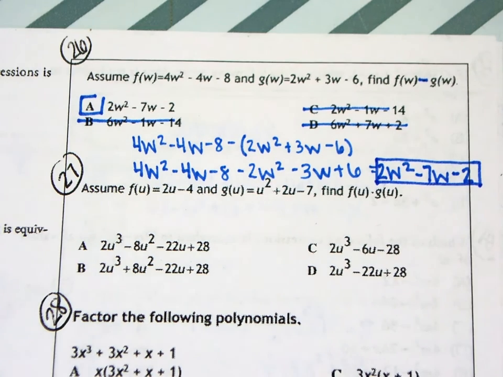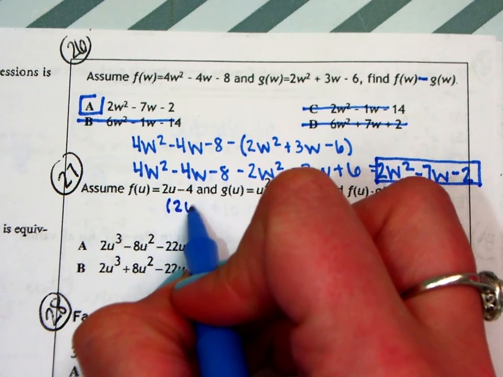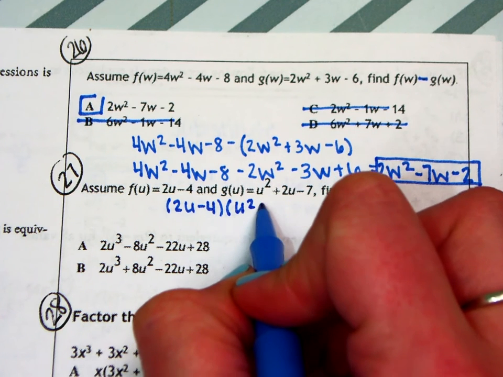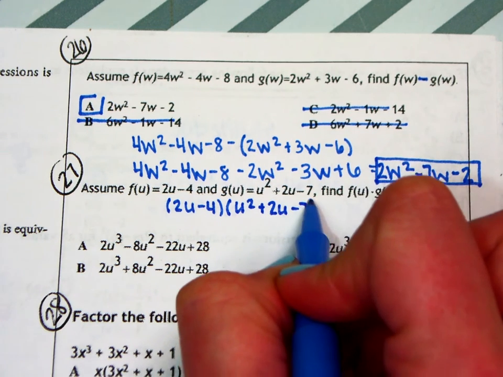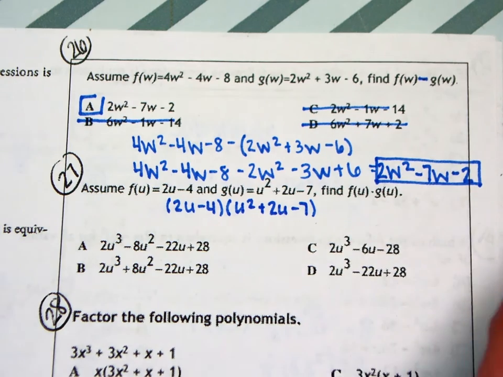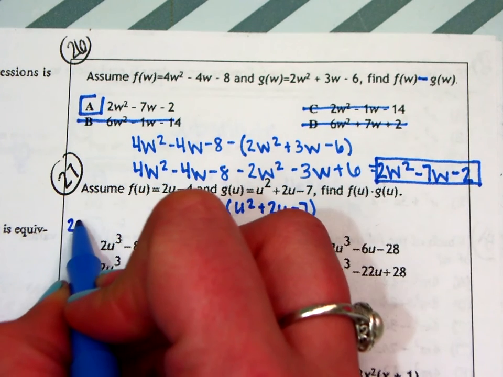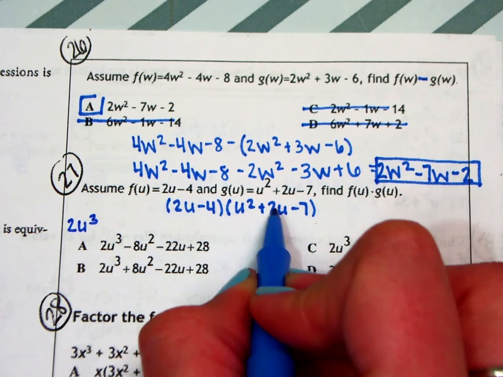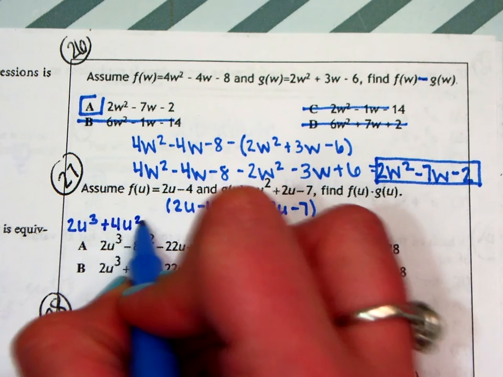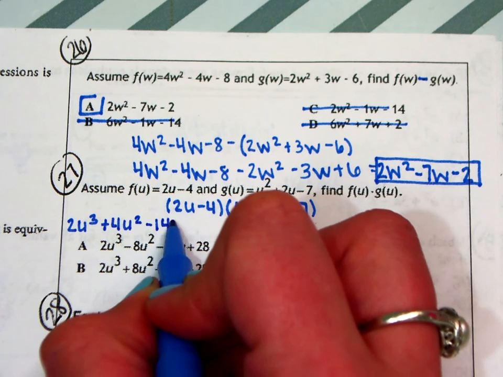All right, the next one is us multiplying these two functions together. So 2u minus 4 times u squared plus 2u minus 7. I have given you all a doozy of a problem. So 2u times u squared is 2u cubed. 2u times positive 2u is positive 4u squared. And then 2u times negative 7 is negative 14u.